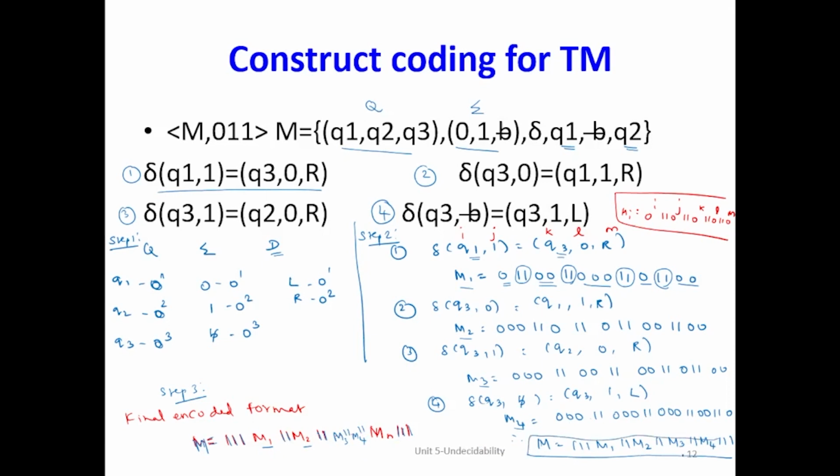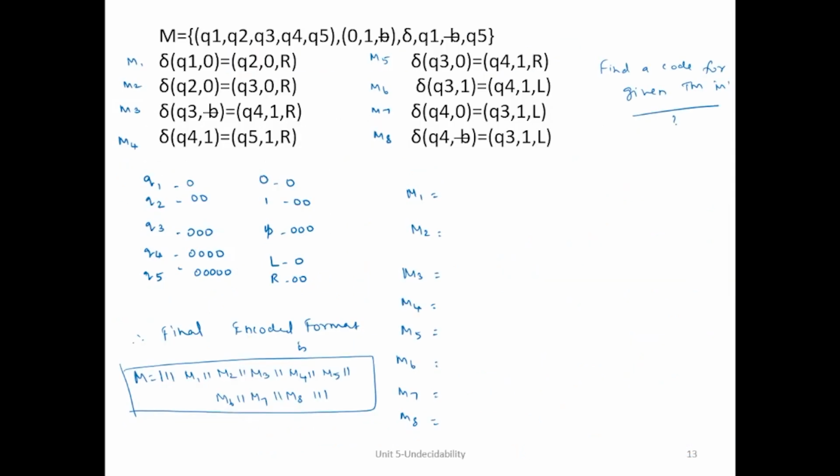So there are 4 functions available. These M1, M2, M3 values are already written. I only put the specification of that symbol in the final encoding format. So in this way, we are able to find the encoding of a given Turing machine. So this is the second problem.